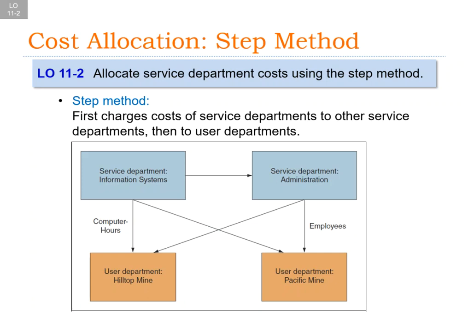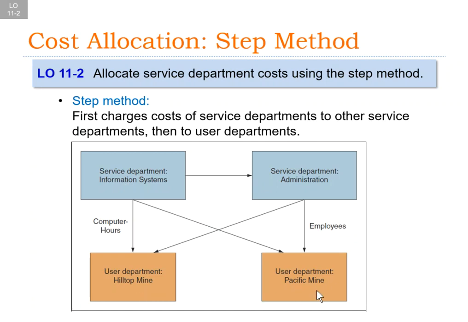In this video, we're going to continue with our example for the Carlisle Coal Company and allocate service department costs using the STEP method. The STEP method first charges costs of service departments to other service departments, then to the end user departments. In our first allocation example, we're going to use the cost in the Information Systems Department, allocate that cost both to the Admin Department as well as the end user departments, the Hilltop Mine, the Pacific Mine.